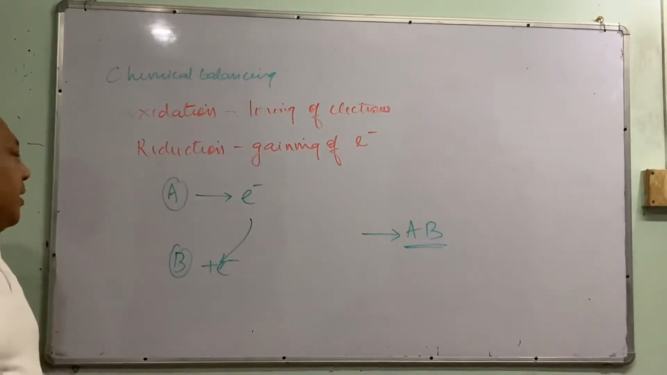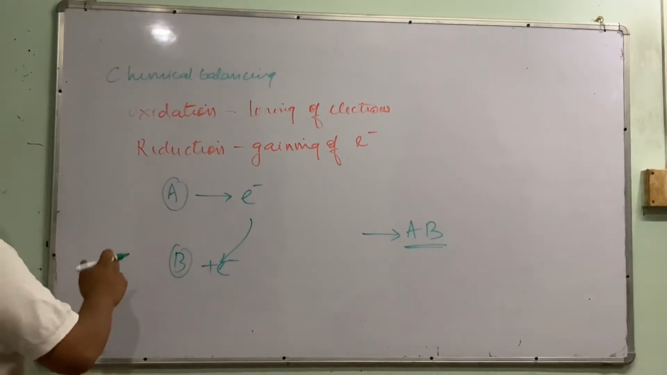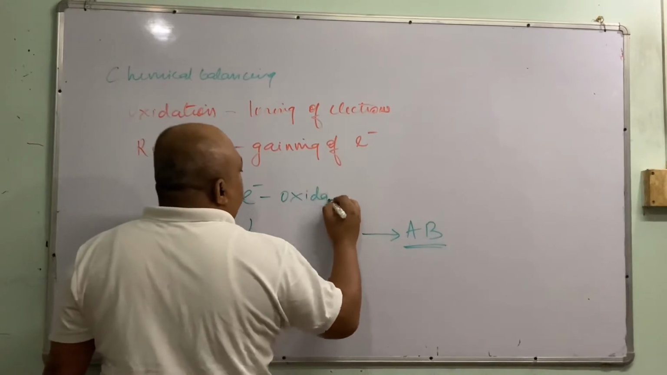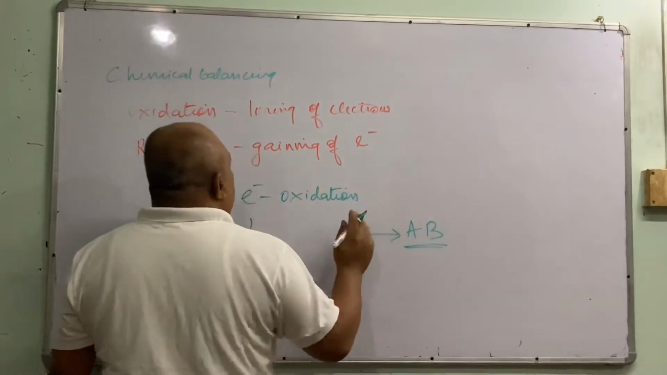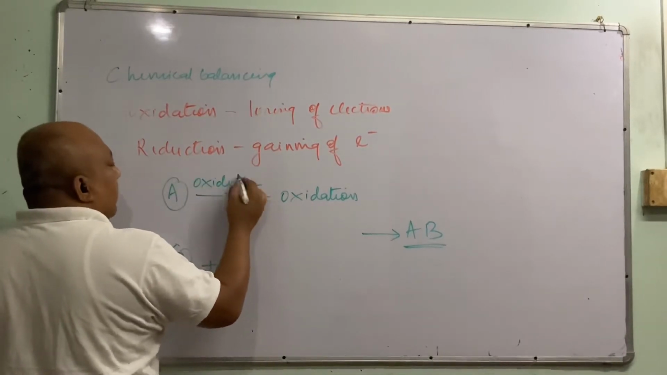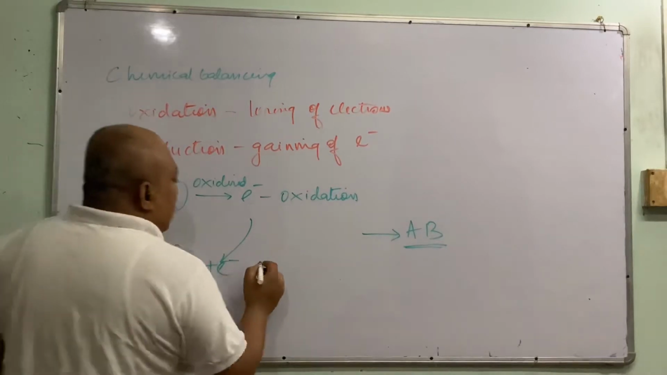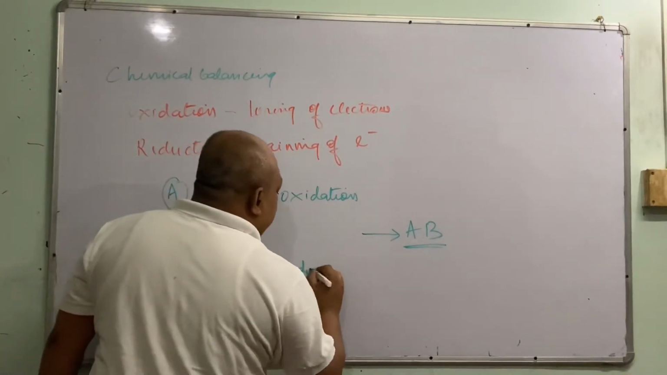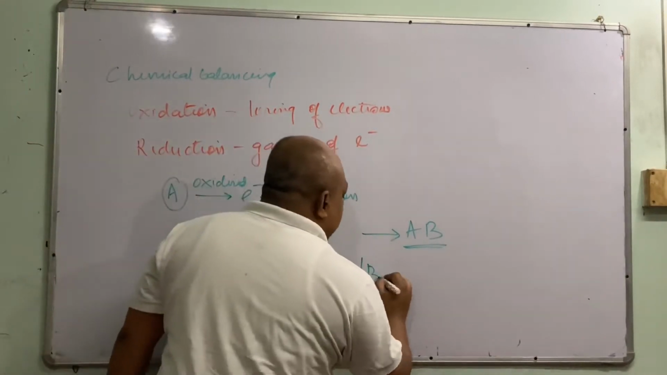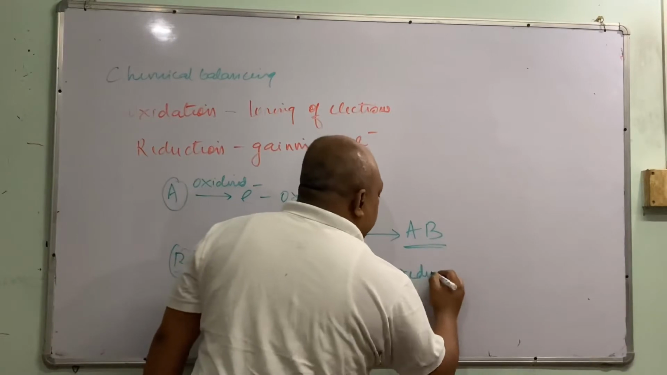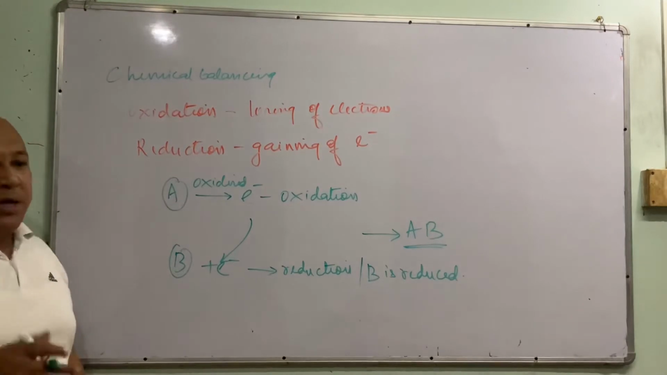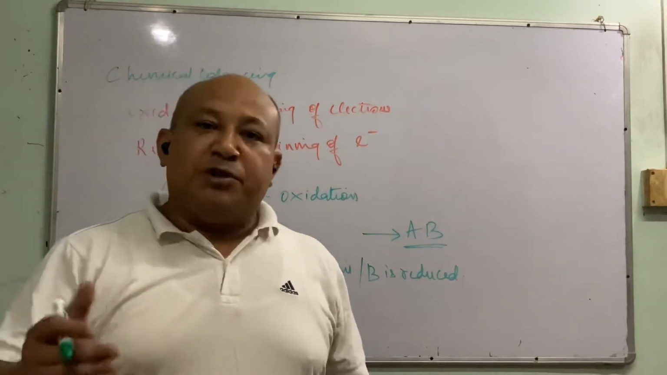Now this A that is giving an electron, this oxidation process is going on. The process is called oxidation, or I will say A is oxidized. B is getting the electron, so this process is called reduction. That means B is reduced. So oxidation and reduction always go together. If someone is oxidized, someone has to be reduced.